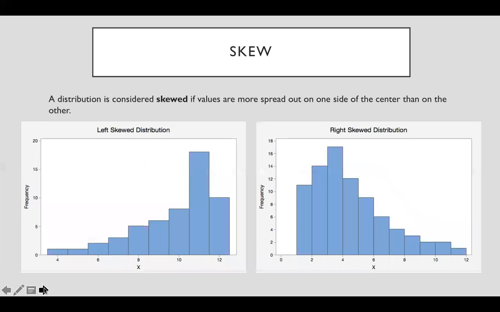Moving into skewness, this is when you don't have a completely symmetrical graph. Sometimes you'll have a skewed distribution. A distribution is considered skewed if the values are spread out more on one side of the center than on the other. Starting on the left, a left skewed distribution occurs when a lot of the data piles up on the right side, so it leaves less data on the left side, so we call it left skewed. And then just the opposite on the right, we have a right skewed distribution. A lot of the data seems to be piled up on the left side of the distribution, and there's less on the right side, so that's right skewed.